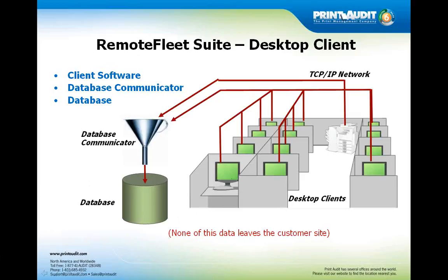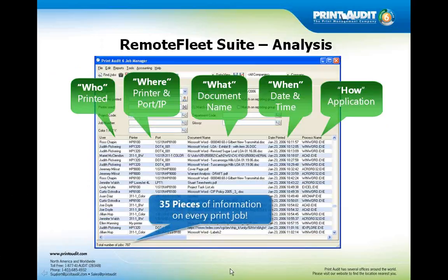Now, we're tracking 35 pieces of information on every print job that occurs in the environment, and that's the who, what, where, when, and how of all printing. There's more information than what's being shown right in front of you here, but needless to say, this information goes far beyond what a fleet management or device tracking tool is capable of knowing.